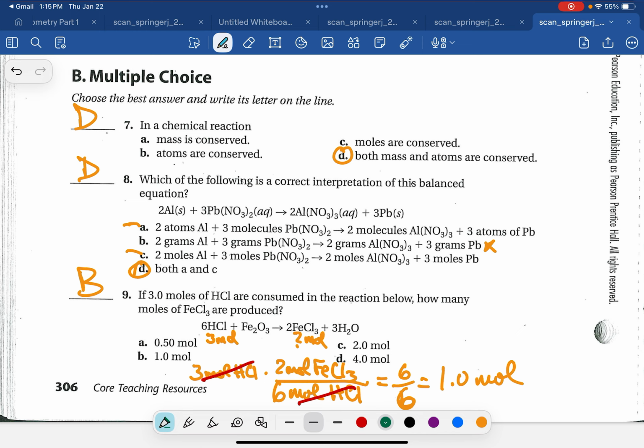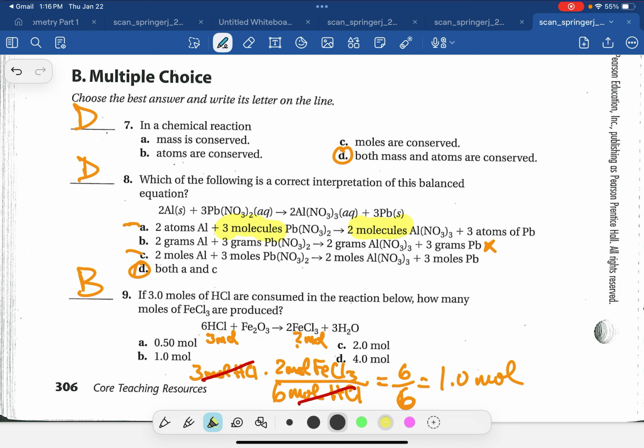Number 8, which of these is the correct interpretation? I don't like that they called these molecules, but other than that, they've got the right idea. The number of atoms to molecules is what the coefficients in the balanced equation tell us. Also tells us moles. So A and C are the right answers, so D is the best answer.